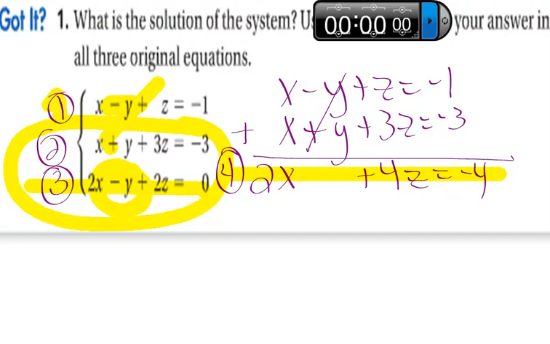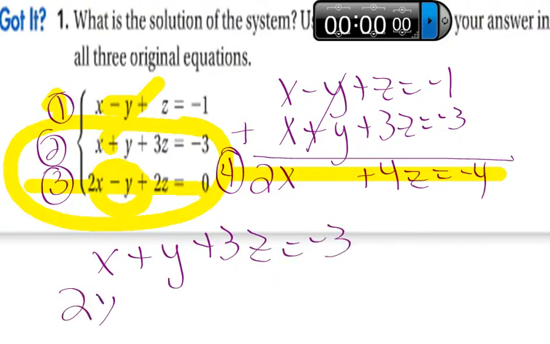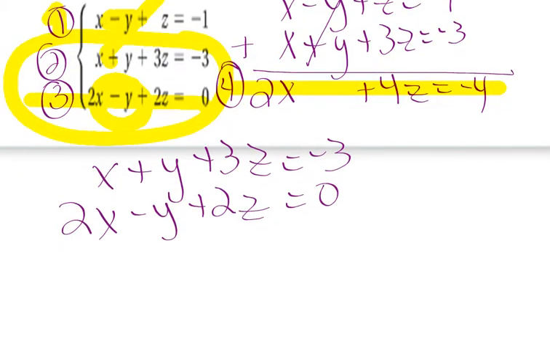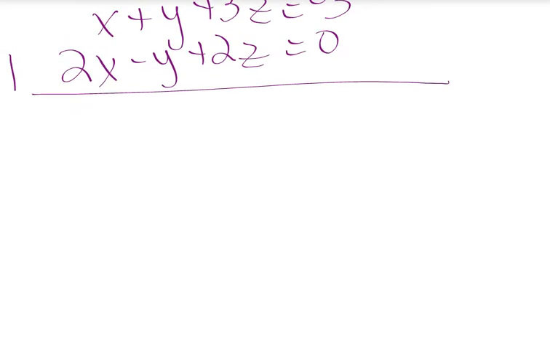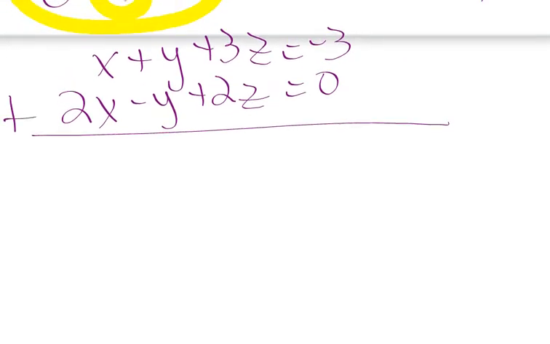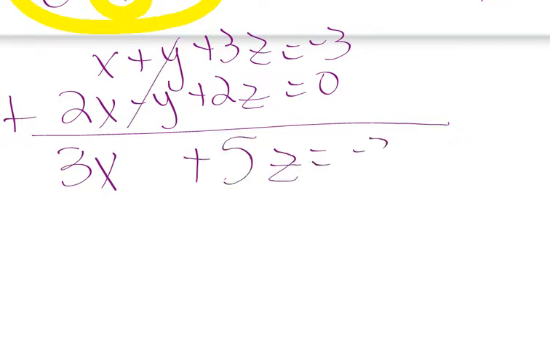So let's do that. We're going to take x plus y plus 3z equals -3, and 2x minus y plus 2z equals 0. Now when we combine these by adding, we're going to get 3x, and the y goes away, plus 5z equals -3. Don't drop your sign on the negative. So now this becomes equation 5.